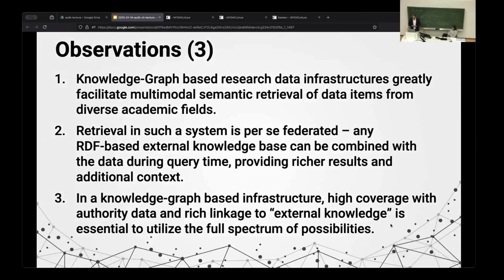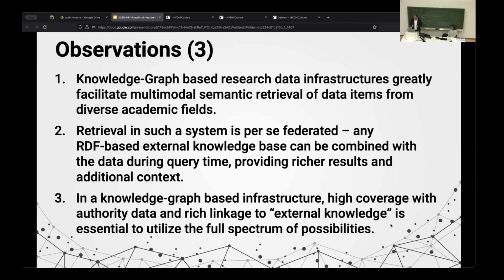So to conclude that third part, knowledge graph-based research data infrastructures greatly facilitate multimodal semantic retrieval of data items from diverse academic fields. We've seen that. We can bring in music together with imagery, etc. At the same time, it can provide richer results. Since we can federate it, it's not only that we are bound to our own repository and our own knowledge graph, we can spread out. Go to the network, ask the network for more knowledge.